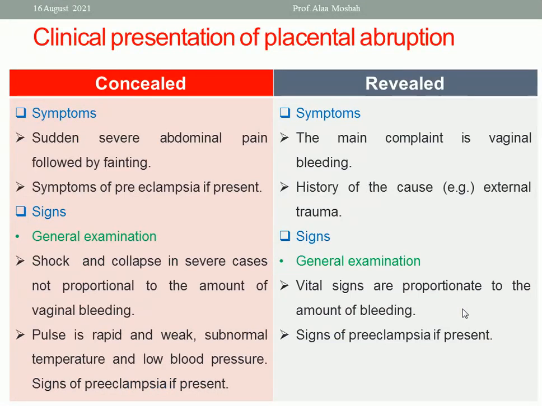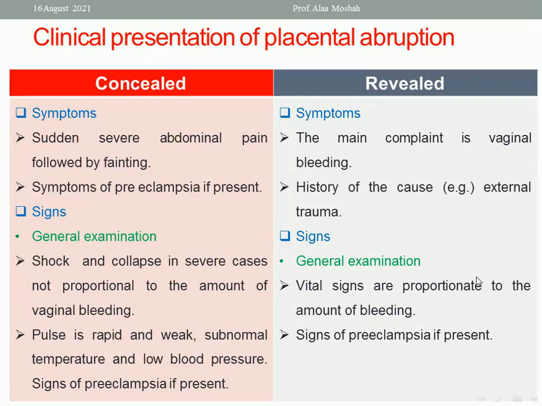What is the clinical presentation of placental abruption from symptoms and signs? As regards the concealed placental abruption, there is sudden severe abdominal pain followed by fainting, and symptoms of preeclampsia if present. Signs: shock and collapse in severe cases, not proportional to the amount of vaginal bleeding. Pulse is rapid and weak, subnormal temperature and low blood pressure, and maybe signs of preeclampsia present.